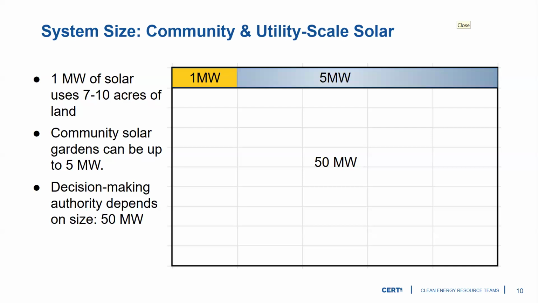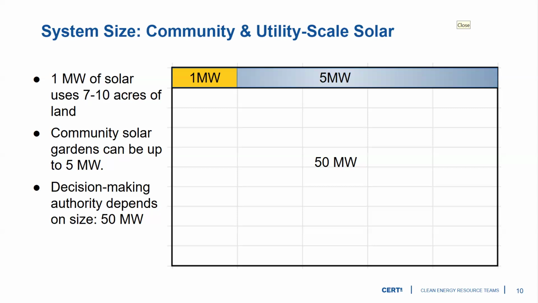Continuing up to much larger installations, think about community or utility scale solar. That's when we start talking about megawatts. 1 megawatt of solar uses 7 to 10 acres of land, depending on spacing and things like that. In Minnesota, community solar gardens can be up to 5 megawatts. And in Minnesota, another important number, if you're thinking at the community or utility scale, is 50 megawatts.